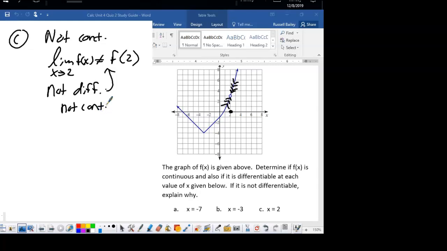It doesn't have to be continuous to be differentiable, but it does have to be, I'm sorry, I think I said that wrong. It doesn't have to be differentiable for it to be continuous, but it doesn't have to be, okay, I'm going to stop talking. You guys have the idea there.